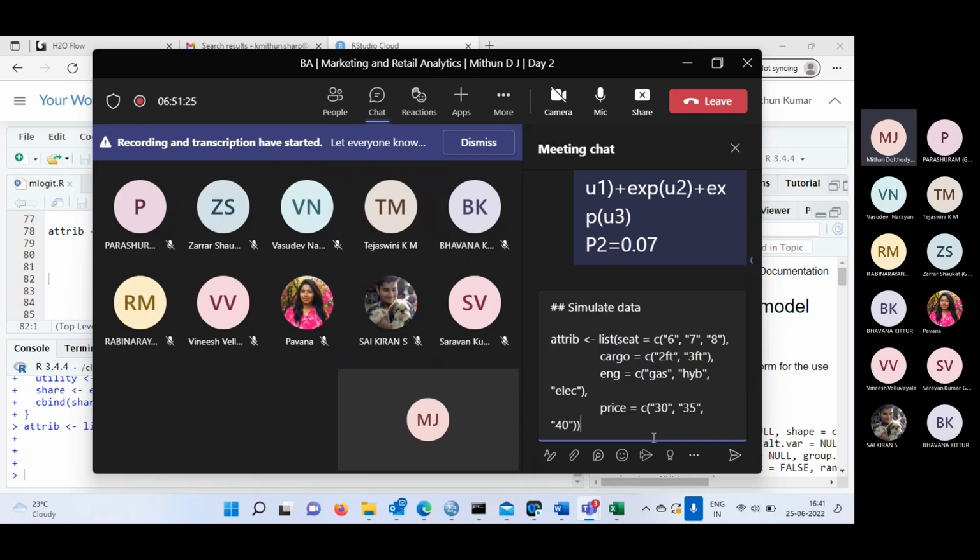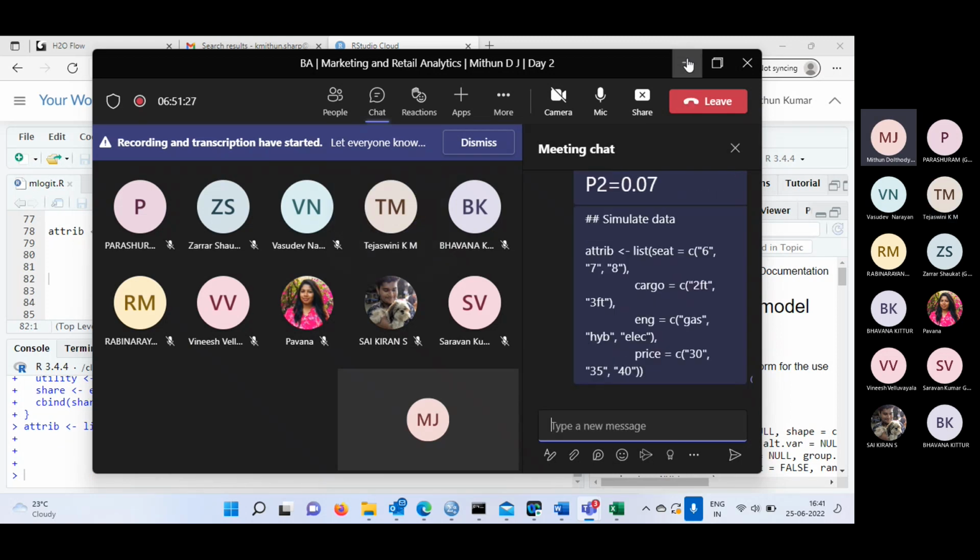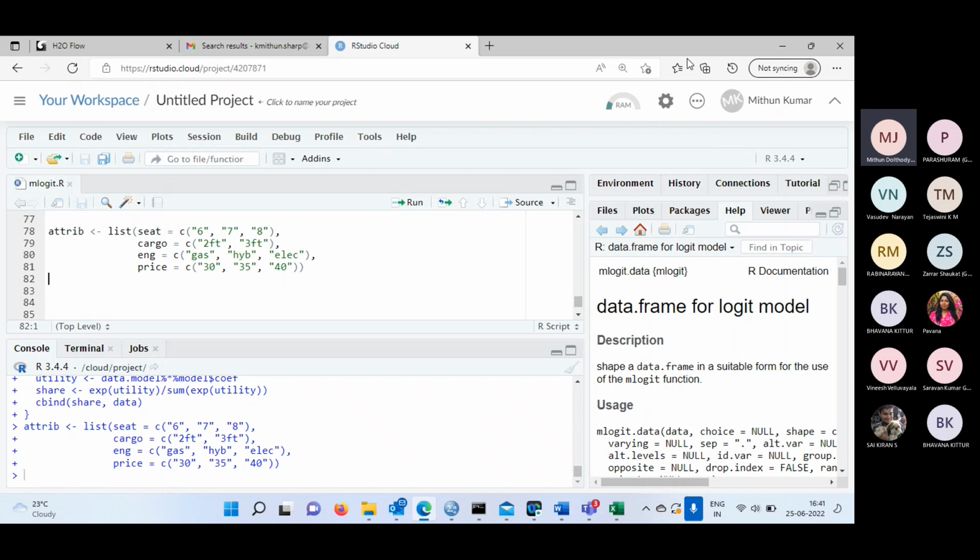So I'm just pasting this code. You can just use the same code, guys. So this is my own data. Let's say for seat, there could be these options of 6, 7, 8 seats, for cargo 2 feet and 3 feet, engine type gas, hybrid and electric, and price. You can just give this attribute level data.